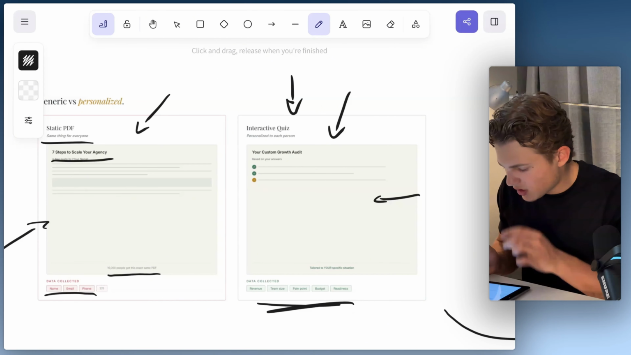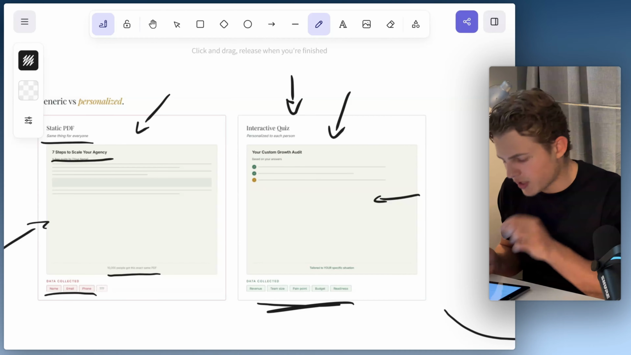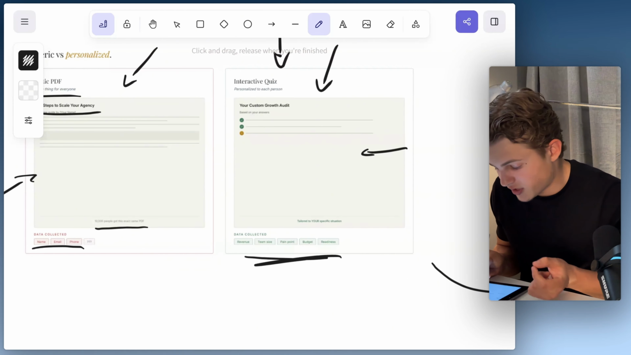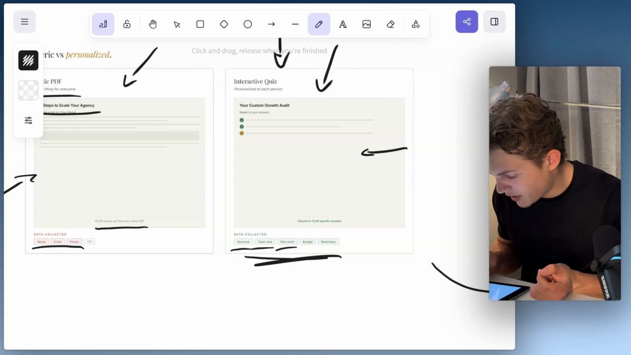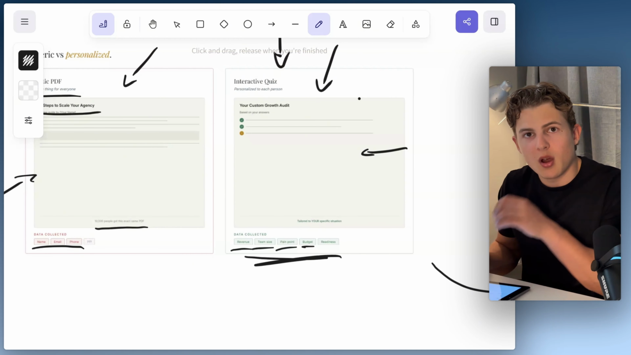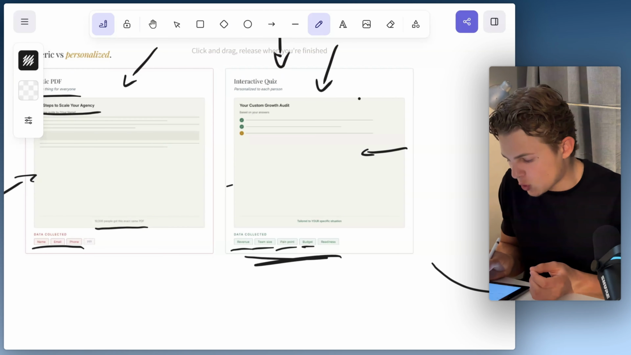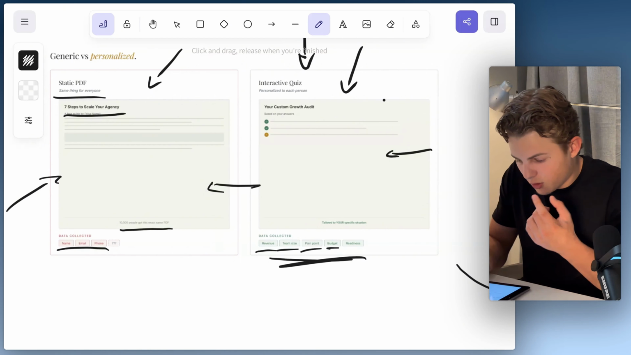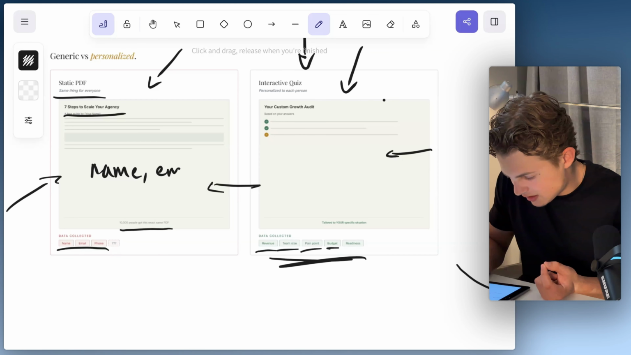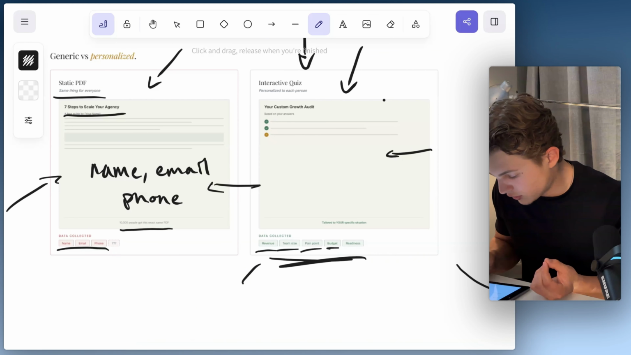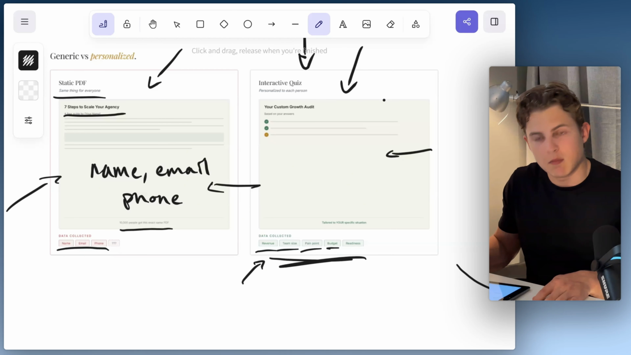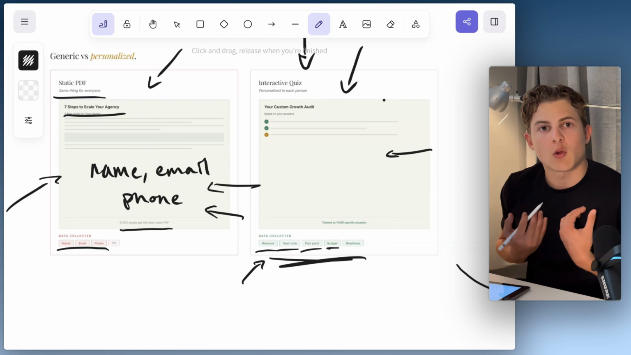And also with the quiz, you can collect much more detailed information. For example, for me, I can know someone's exact revenue number, their team size, their pain points, their budget, all from the quiz while retaining the same opt-in rate as someone who runs a generic lead magnet. They only ask name, email, and maybe phone number, and I ask all these more personal questions and still have the same opt-in rate as these people. So which would you rather be?